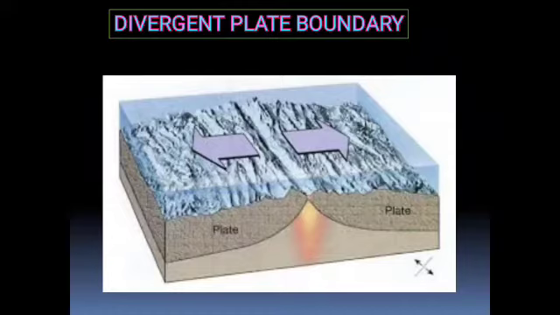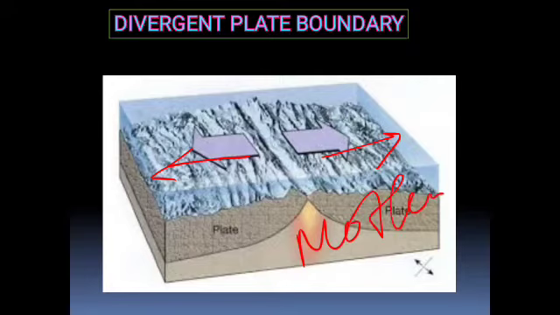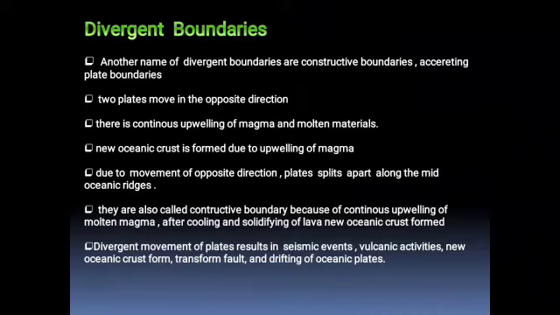At a divergent boundary, when two plates move in the opposite direction, hot molten magma moves upward and is deposited there. After solidifying and cooling down, it forms the new oceanic crust. That is the plate boundary. Another name for this plate boundary is constructive boundary or accreting boundary. Why constructive boundary? Because of the continuous upwelling of magma, as two plates move in the opposite direction.